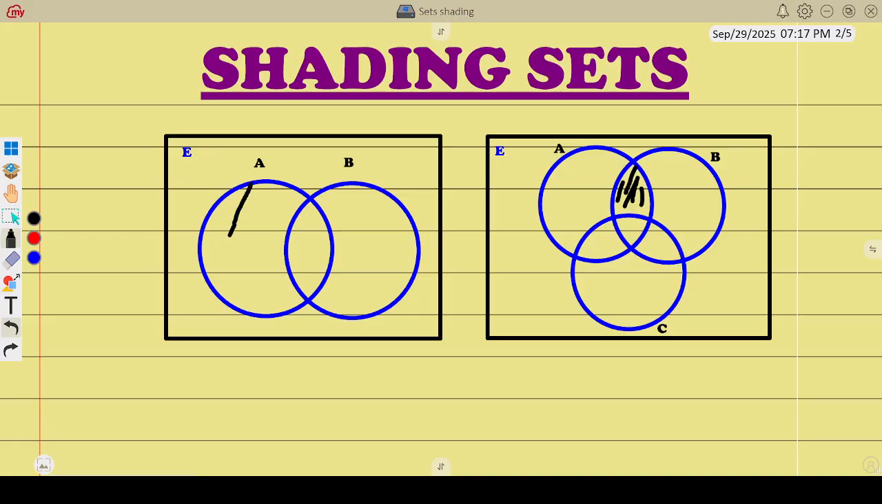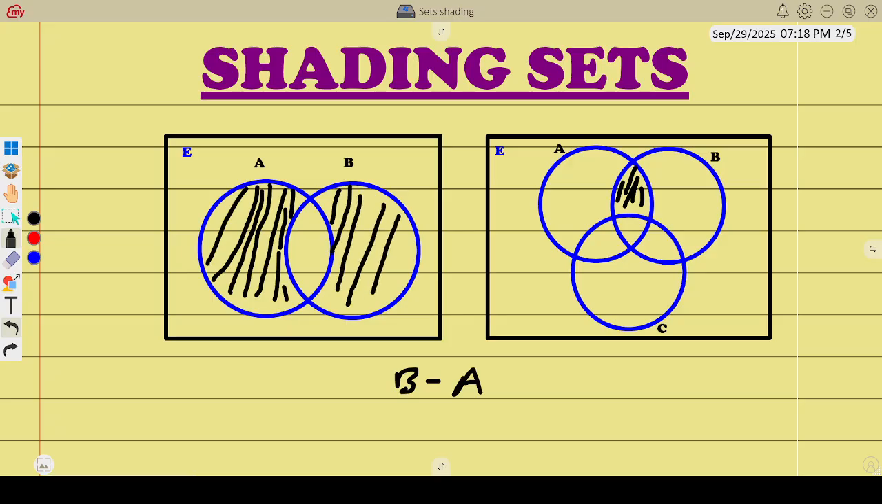Remember, if they say shade A minus B, this I know you have understood. It simply means you shade what is in A alone, but what is in B you do not shade. Here you are very good to go. This is the shading for A minus B. Now if they say B minus A, it simply means you shade this area which is in B, but do not shade what is part of A.